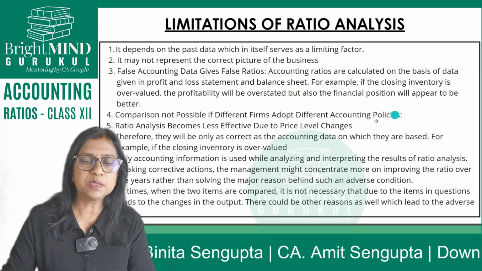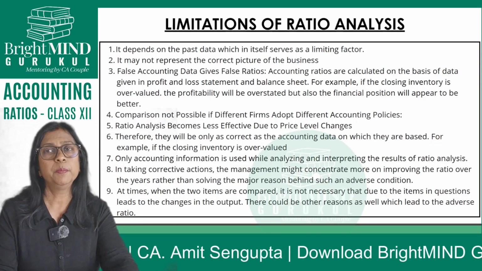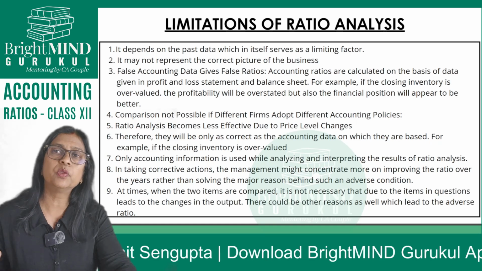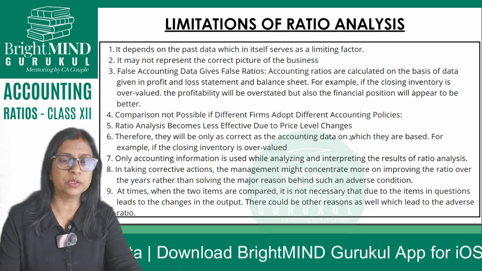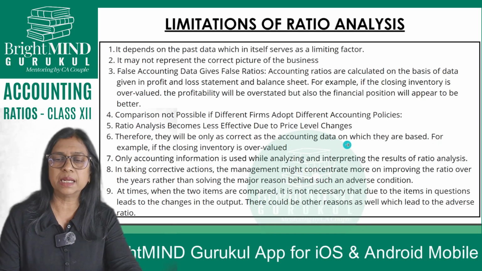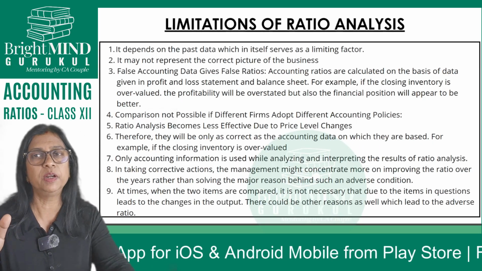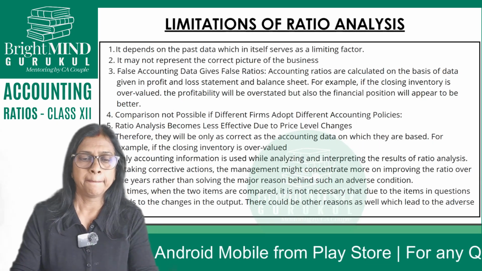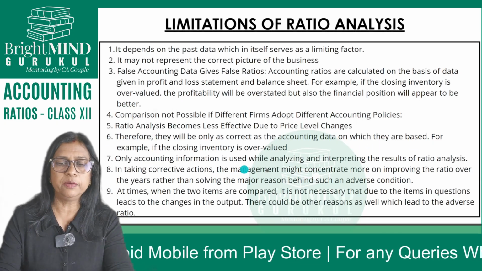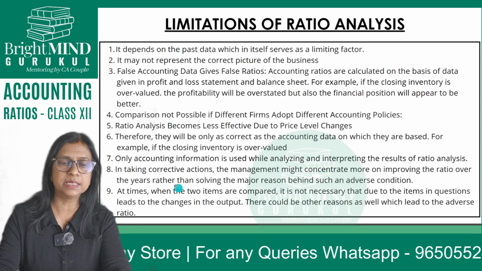Ratio analysis becomes less effective due to price level changes. That is also a factor, because prices may not be the same throughout. So how can you compare that also? Therefore, they will be only as correct as the accounting data on which they are based. It is on the basis of the data only that the ratios are calculated. So only accounting information is used while analyzing and interpreting the results of ratio analysis.